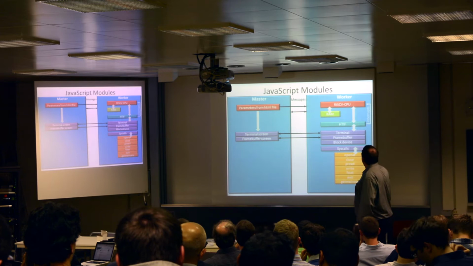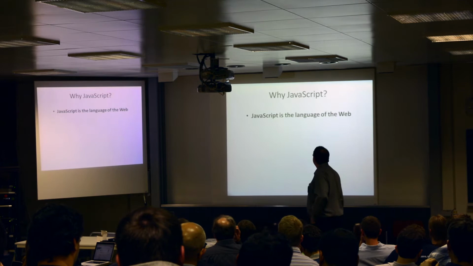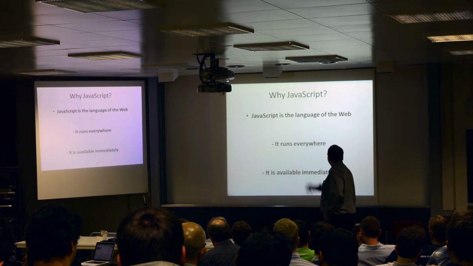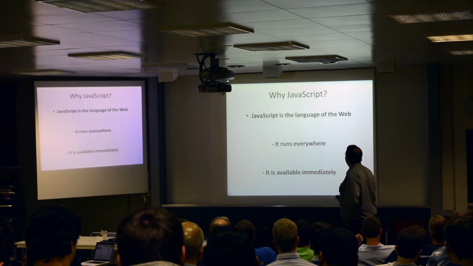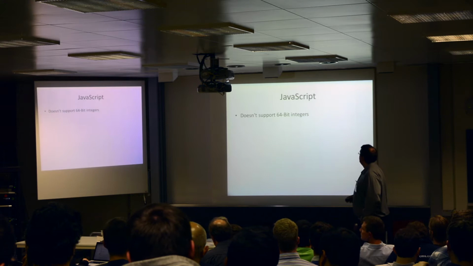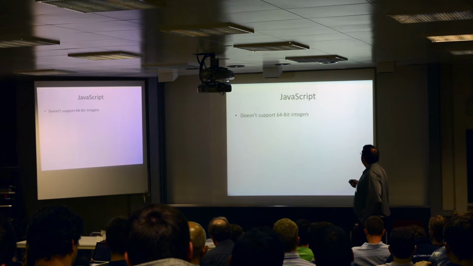Good. So now the problem is how to implement it in JavaScript. So why JavaScript? Well, JavaScript is the language of the web. It means it runs everywhere and it is available immediately. These are the two reasons; you don't need more, you just want to use it. JavaScript by itself is a problem, though. It doesn't support 64-bit integers. It just means I can't quickly implement a 64-bit version of RISC-V.